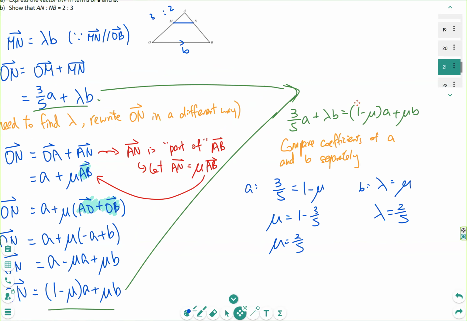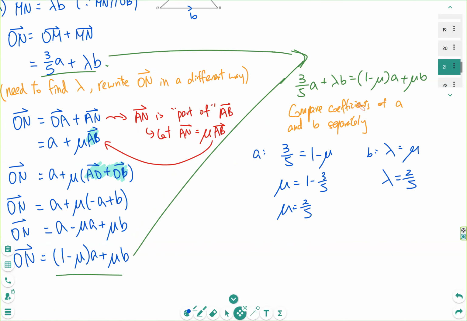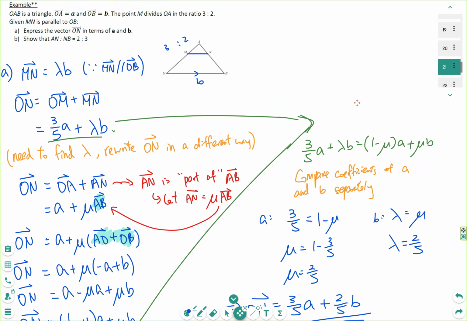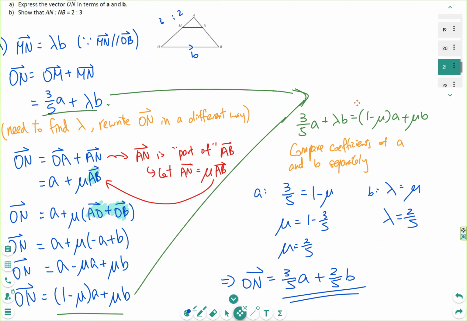So once we found mu and lambda, we can now finally rewrite ON, can't we? So now finally, ON equals 3/5 of A plus 2/5 of B. Ta-da! Yes, quite difficult. This question is worth 6 marks, I think. 5, 6 marks. Okay.